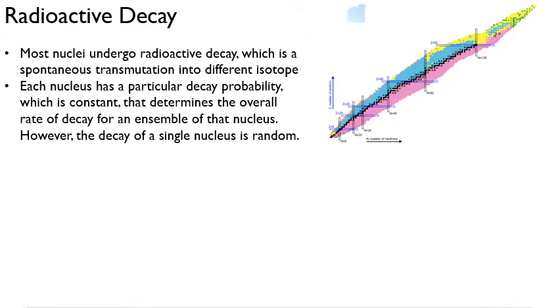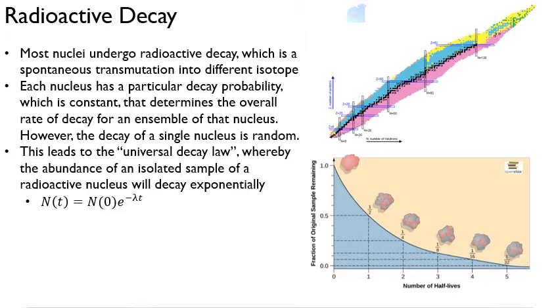Each nucleus that can undergo radioactive decay has a given decay probability, and this is constant. This does not change at all as far as we know, at least for any standard model of physics. And for any given nucleus, the probability of it decaying is random. But when you take an ensemble of nuclei, so for instance, let's say I have a whole bunch of carbon-14 collected, a thimble full of carbon-14, then we can talk about the rate of decay for that nucleus. And so this decay probability will map onto that decay rate.